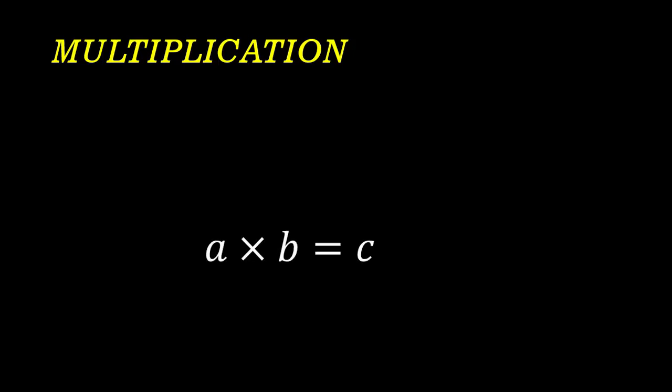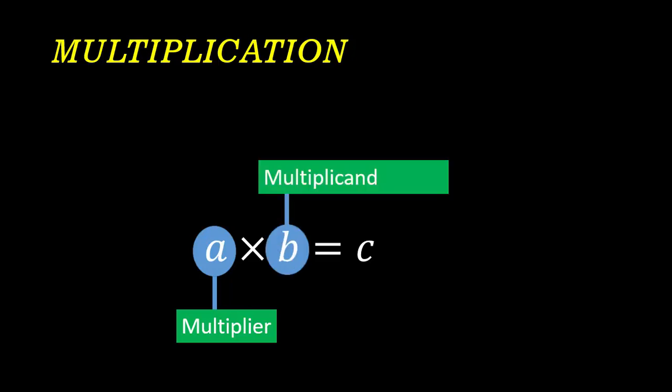Let's look at the expression or the equation A times B is equal to C. The first number, A, is known as the multiplier. The second number, B, is known as the multiplicand. And the answer you get, C, is known as the product. So take note of this concept so you can communicate better in the field of mathematics.